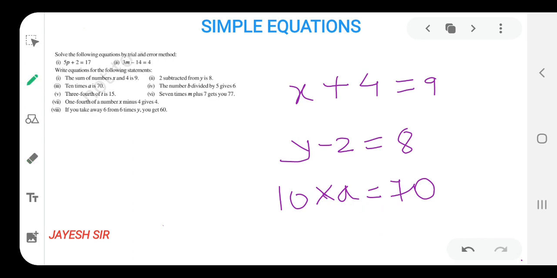So let us begin with the fourth sum. The number divided by 5. The number b, that means b divided by 5 gives 6. b divided by 5 gives 6. So in this way we will form the equation for that. Now let us begin with the next.